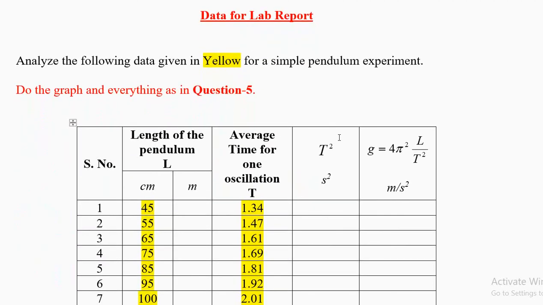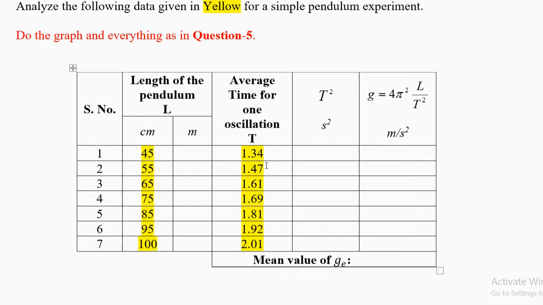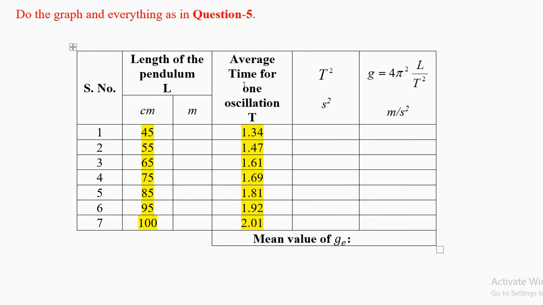Now this is the data for your lab. You have the length in centimeters, change it to meters, calculate T² here, and the time is given here. You don't have to calculate the time. Time for one oscillation. Please get your eyes tested. This is time for one oscillation, so use 1.34. Do not divide by 10, 20 or 200 or 300, okay? Now T is given, L is given, calculate T², calculate g. And draw the graph for L versus T² and use the length in meters.